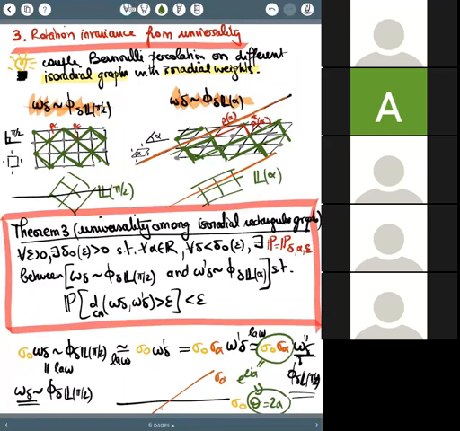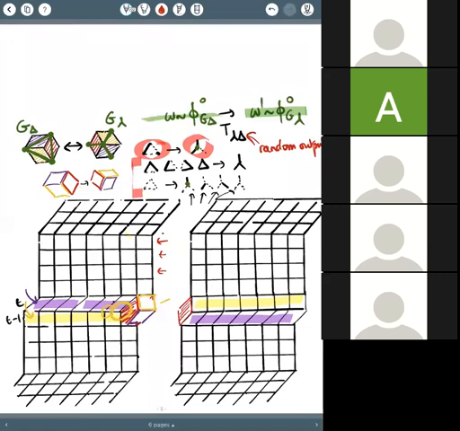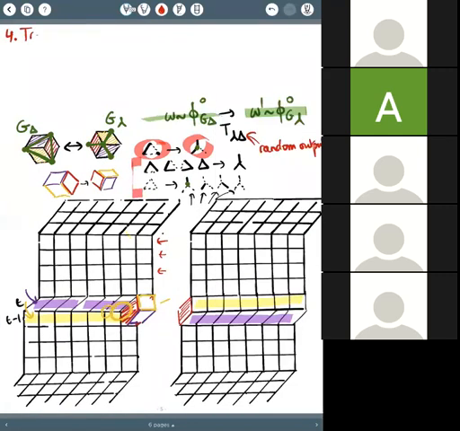Okay, so let's dive into the proof and start with a fourth point. First, I would like to explain to you how you can transform the square lattice into a lattice L of alpha, and more precisely, how you can transform the Bernoulli percolation on the square lattice into a Bernoulli percolation on L of alpha.